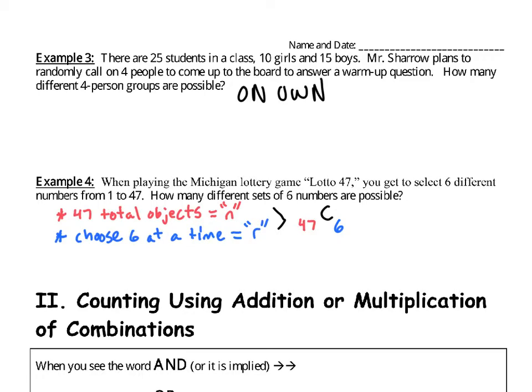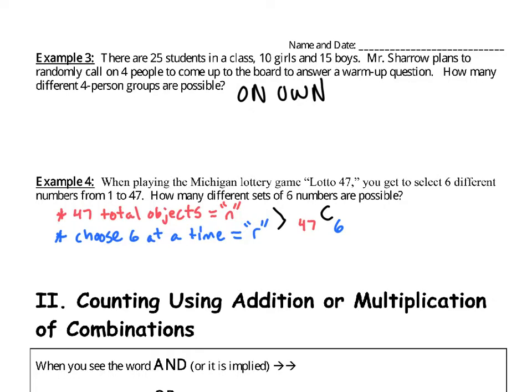Please try example 3 on your own, and I'll try 4 with you. Example 4 relates to the Michigan lottery game, Lotto 47, in which you get to select 6 different numbers from 1 to 47. The question is, how many different sets of 6 numbers are possible? So again, how many groups of 6 numbers could we create if there are 47 numbers that we could choose from? This becomes a 47 choose 6 situation.